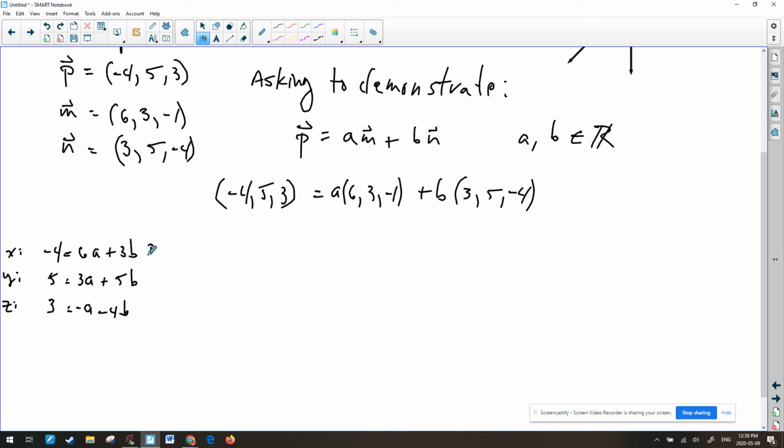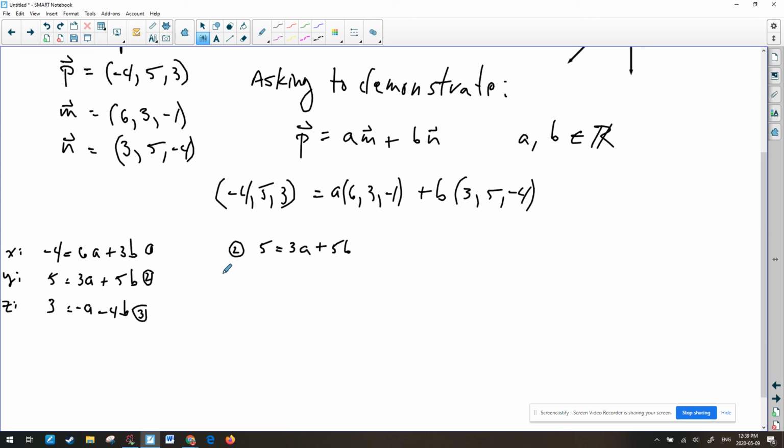So if I call this equation 1, this equation 2, and this equation 3, I'd probably use equations 2 and 3, simply because I can multiply equation 3 by 3 and then use the elimination method really easily. So I'm going to do that. Equation 2 just stays equation 2. So it's 5 is equal to 3a plus 5b.